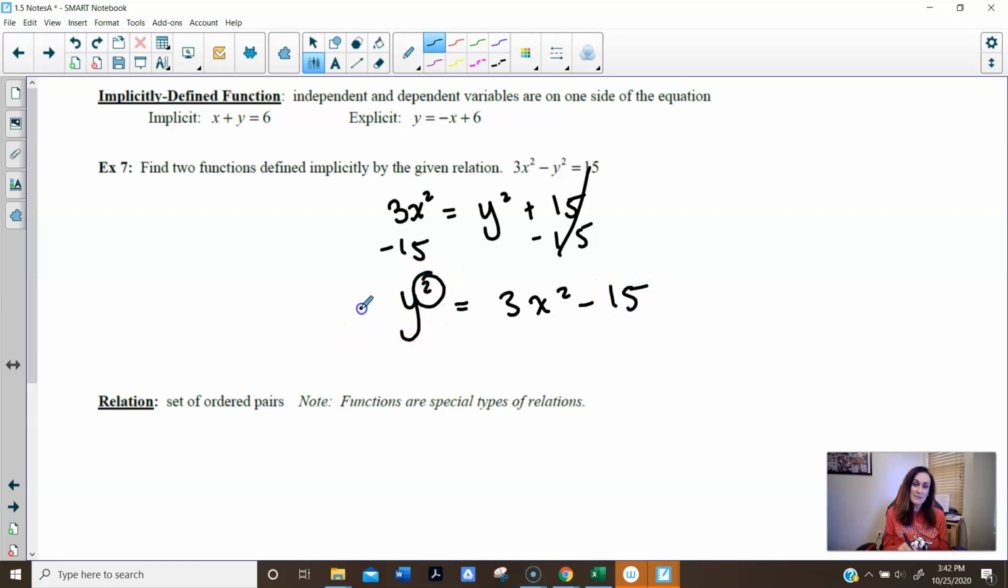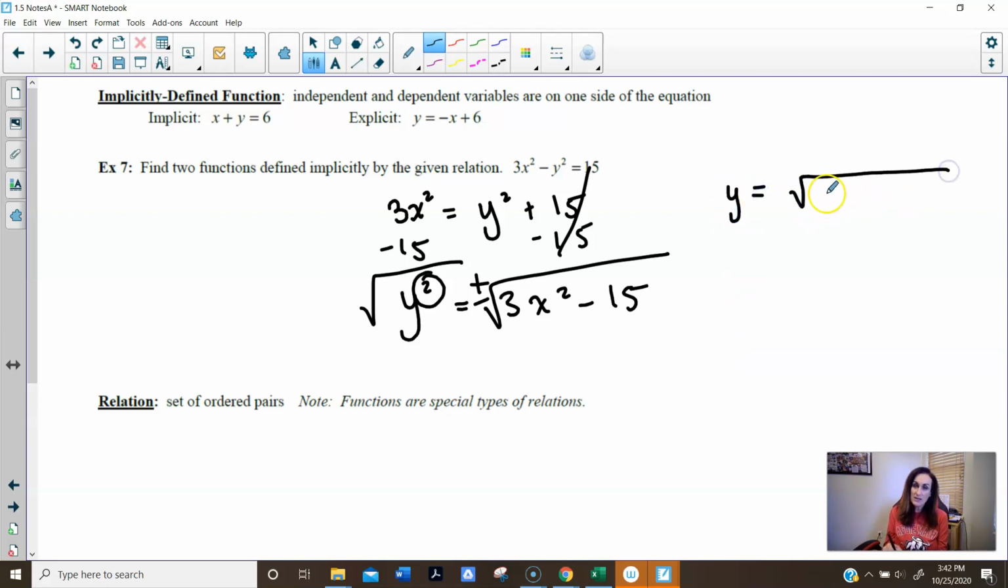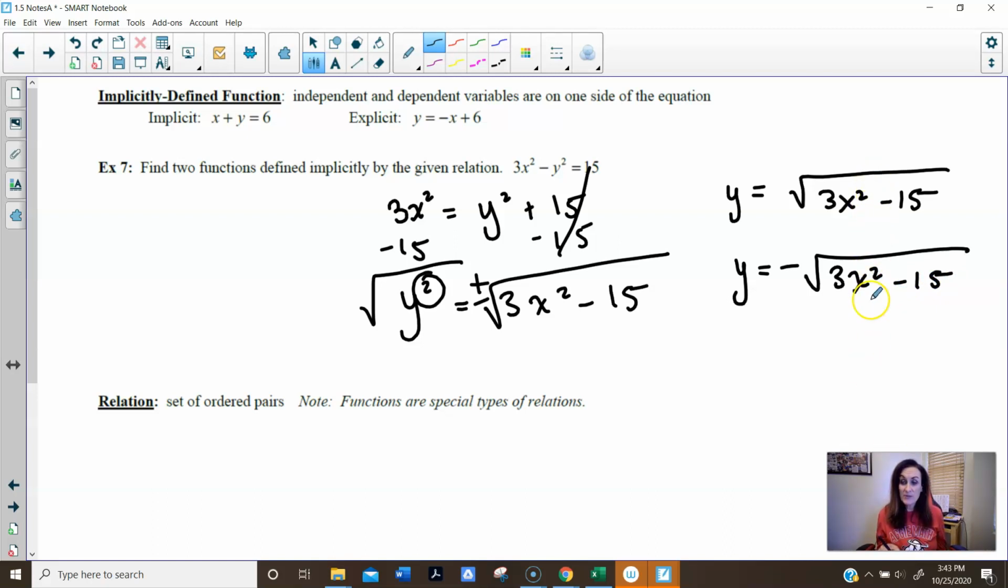And I want to solve for y, so I'm going to square root both sides and make sure that you remember the plus or minus. So the implicitly defined function is going to be y equals the positive square root of 3x squared subtract 15, and y equals the negative square root of 3x squared subtract 15. If you were to graph both of these pieces in your graphing calculator at the same time, then you would see the circle. So that is an implicitly defined function.